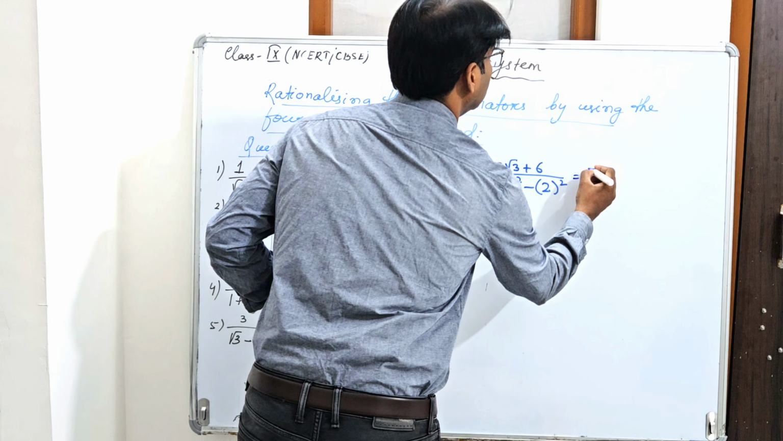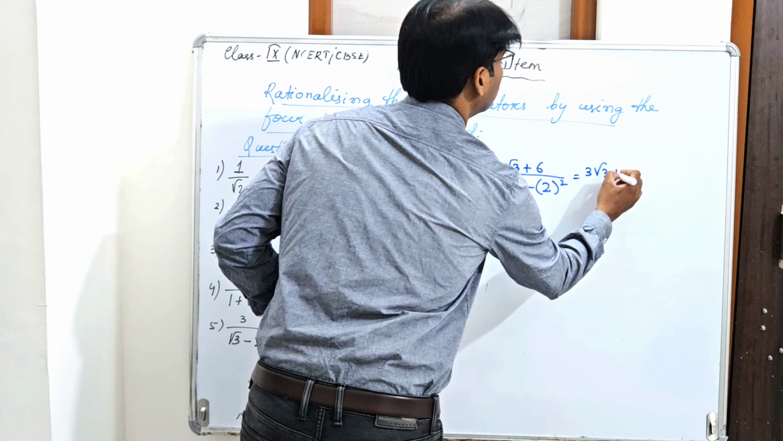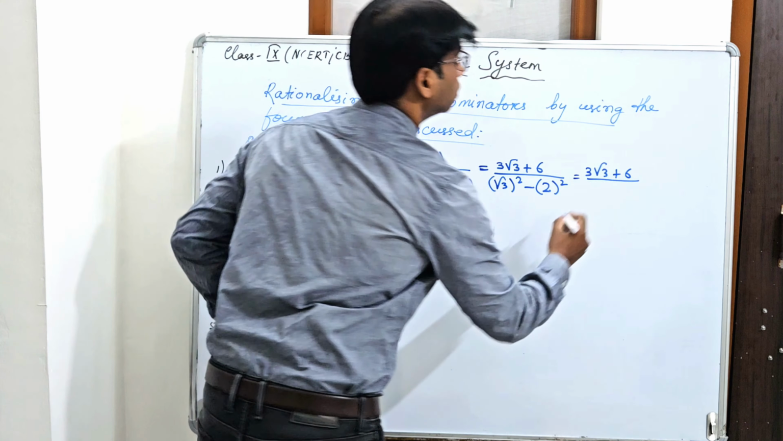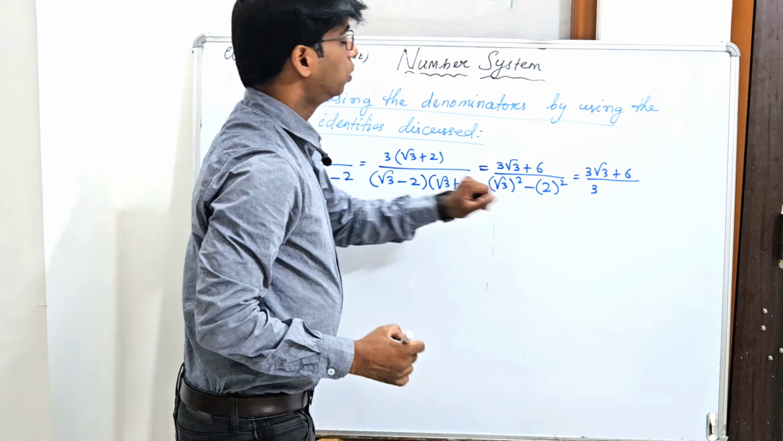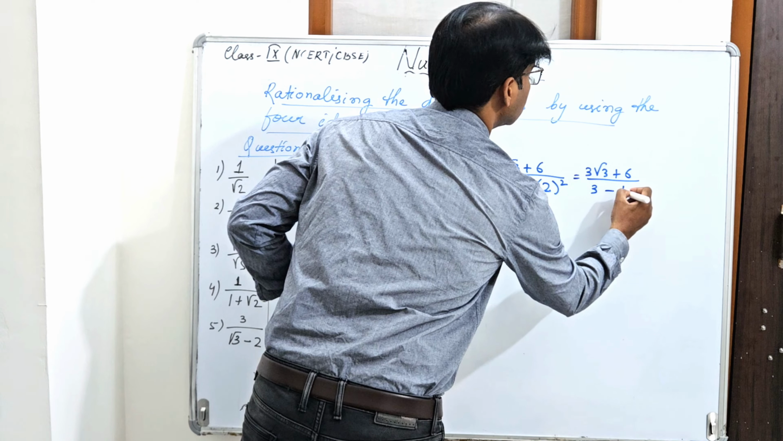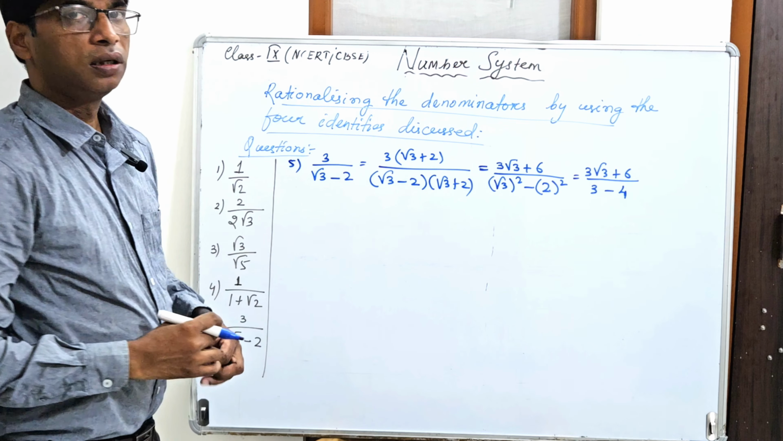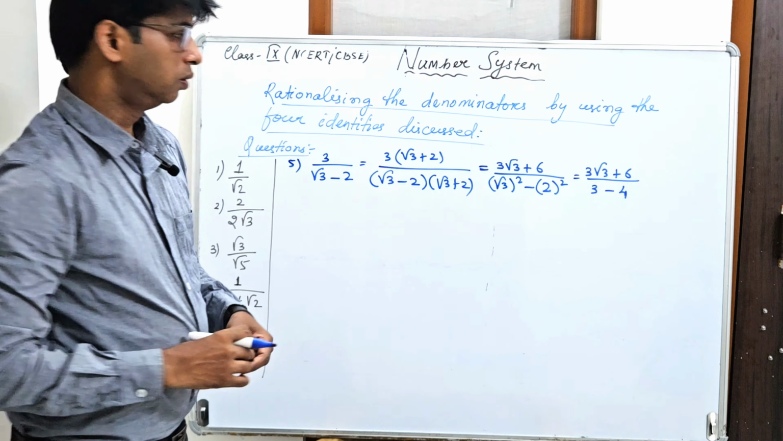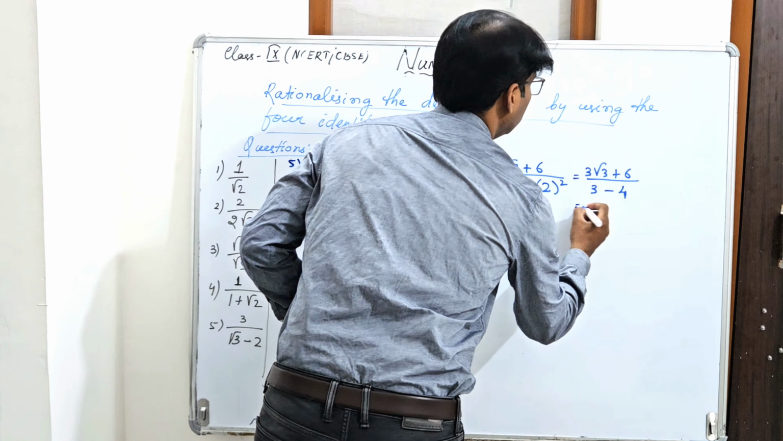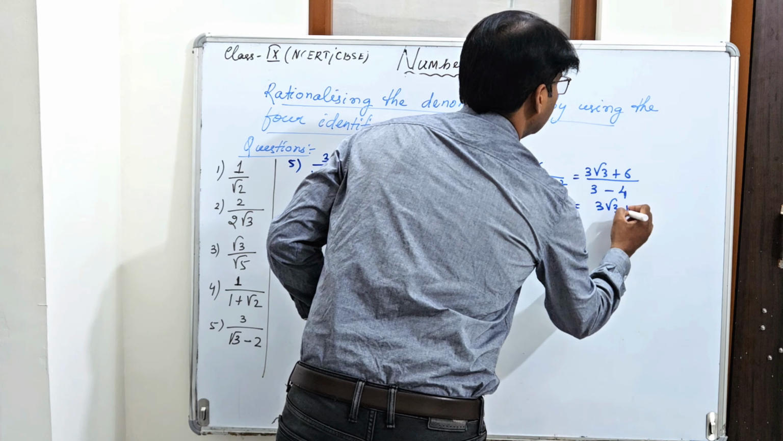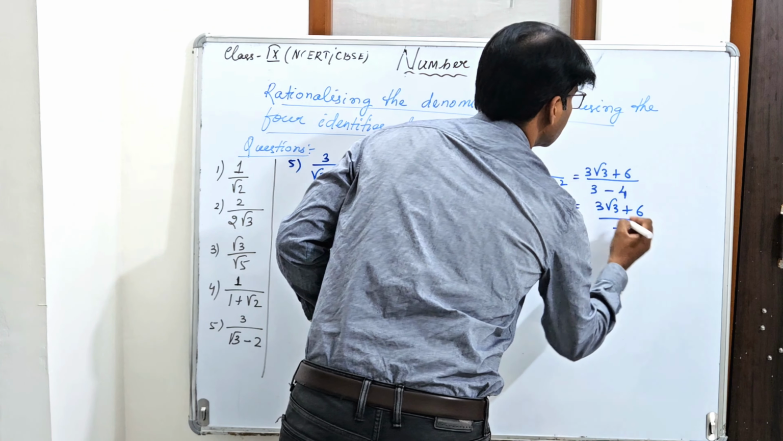Then what will be the numerator here? 3 root 3 plus 6 by root 3 whole square. How much is it? 3. And 2 whole square will be 4, minus 4. So now you see, the denominator again becomes minus 1. So you have to be very careful whenever the denominator is negative. So 3 root 3 plus 6 by minus 1.